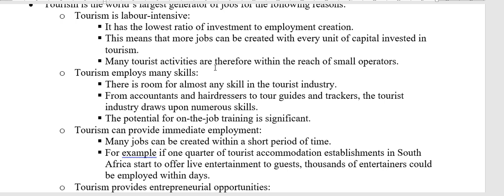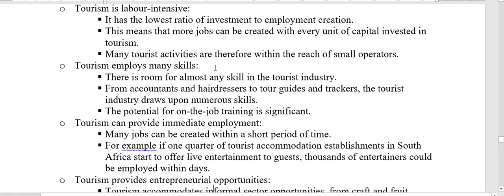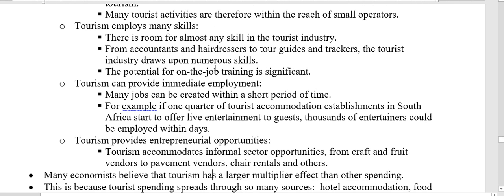Small little people, small entrepreneurs with a small amount of capital are able to get involved in tourism because it doesn't need a huge investment. So it's easier for people to get involved in tourism. So jobs can be created relatively easily and relatively cheaply. Right. Then the tourist industry also employs many different skills. All right. Because the tourist industry is so very, very wide, it's an extremely wide industry.